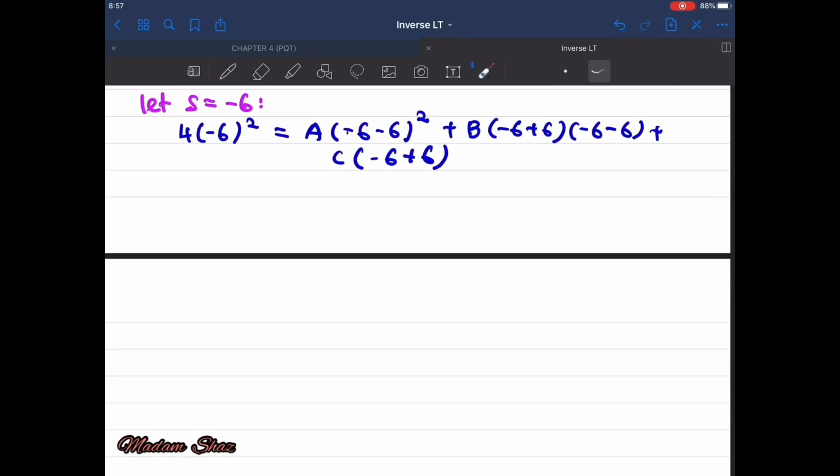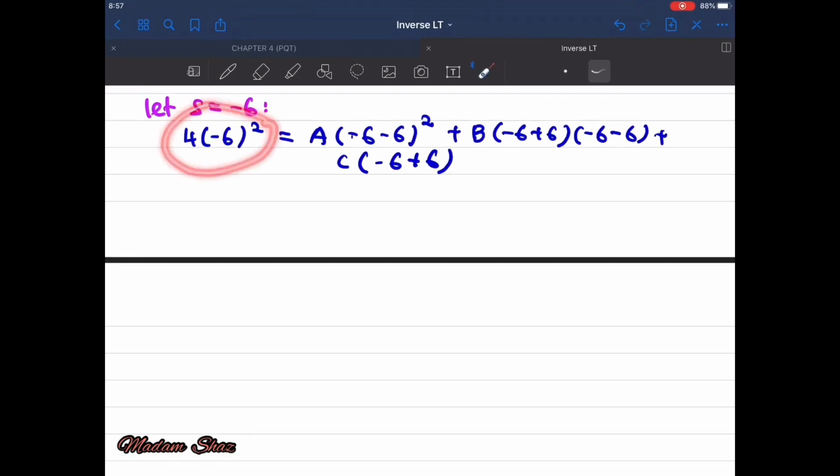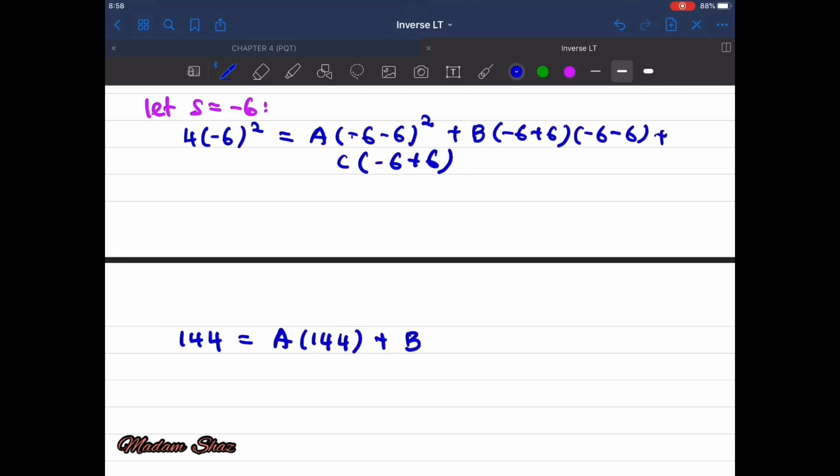Simplify from the left hand side: 4 multiplied by negative 6 square. This will become 144, which is equal to a multiplied by negative 6 minus 6 to the power of 2, which becomes 144a, plus b multiplied by negative 6 plus 6, which becomes 0. So b multiplied by any number, the whole thing becomes 0. Plus c multiplied by negative 6 plus 6, which also becomes 0. Therefore a is equal to 1.